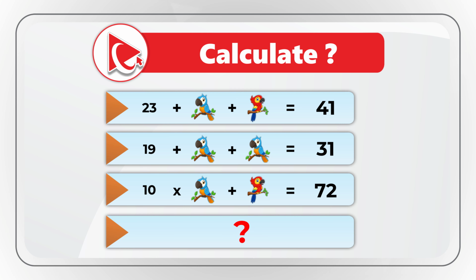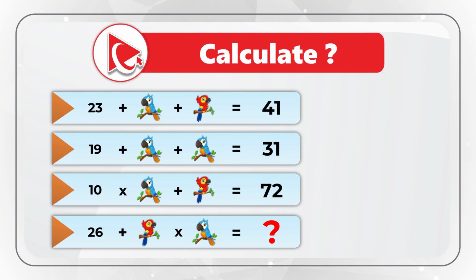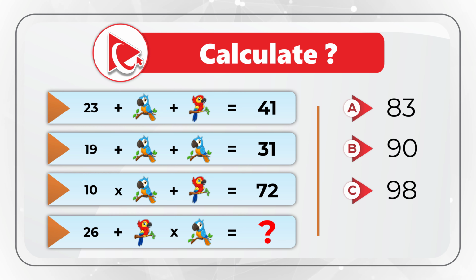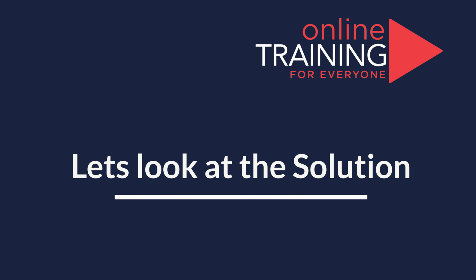And last but not least, the expression is 26 plus red parrot multiplied by blue parrot equals missing value. You need to select the missing value out of 4 possible choices. Choices A, 83, choice B, 90, choice C, 98, and choice D, 107. Take a close look to see if you can calculate the answer. And on my end, I am moving forward to share with you my version of the solution.